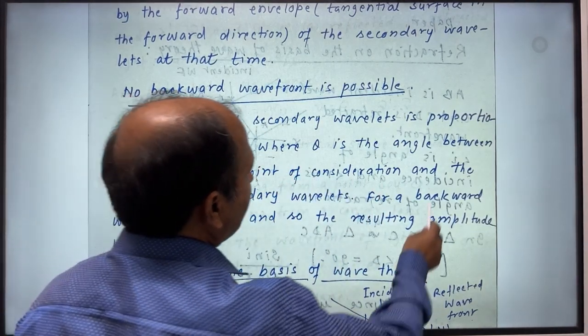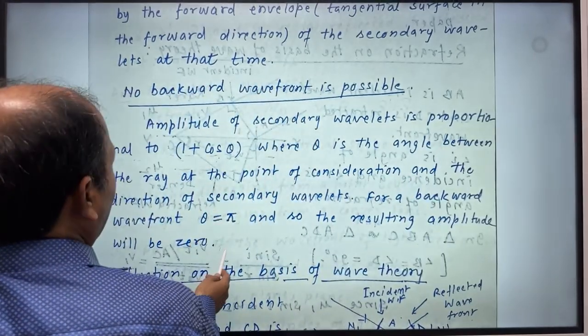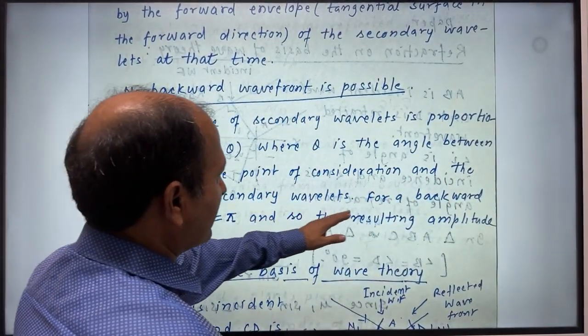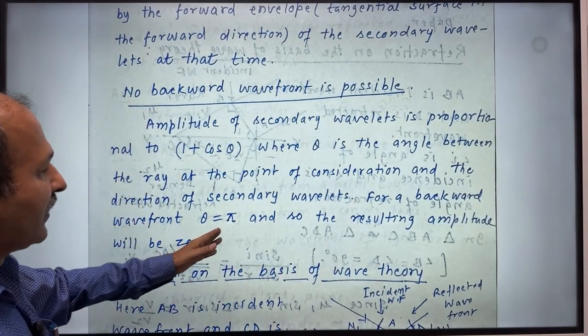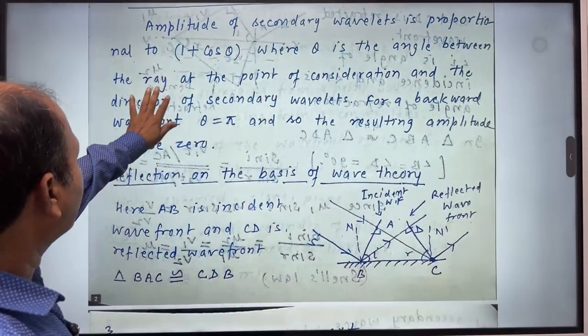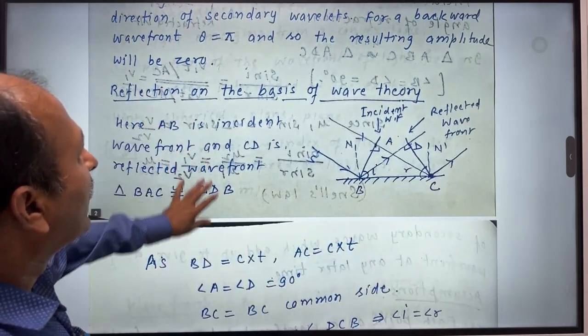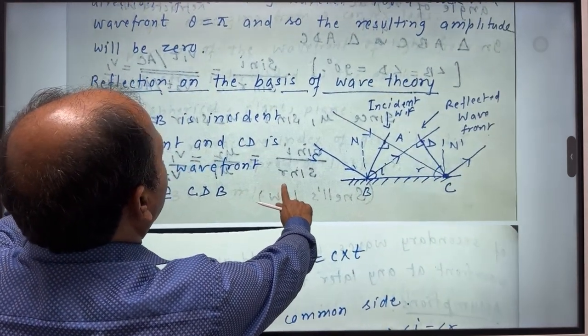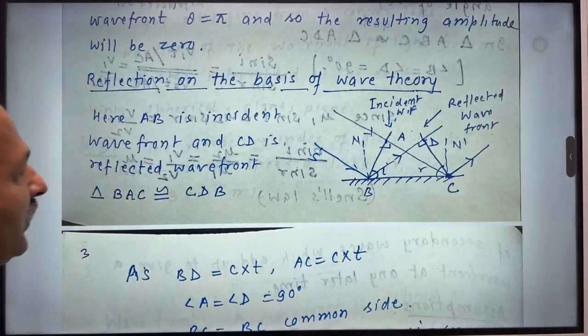Here theta is the angle between the ray at the point of consideration and the direction of secondary wavelets. For a backward wavefront, theta is pi, and so the resulting amplitude will be 0. So you have understood. Now we are going to see the reflection on the basis of wave theory.